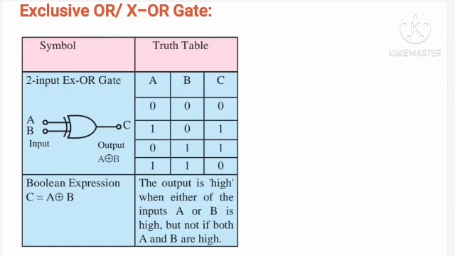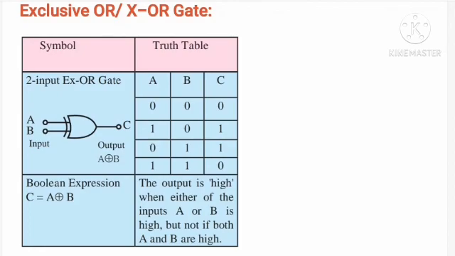The output of the exclusive OR gate goes high only when its two input terminals are at different logic levels. If we see the truth table, when input A and B are at different logic levels, meaning if input A or input B is high and the other one is low, then only we will get output as high. But for every other combination, like both inputs high or both inputs low, we will get the exclusive OR gate output as low. So this is your exclusive OR gate.